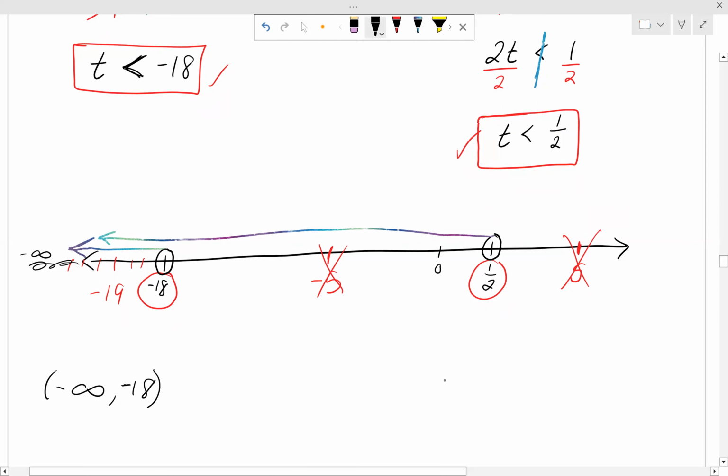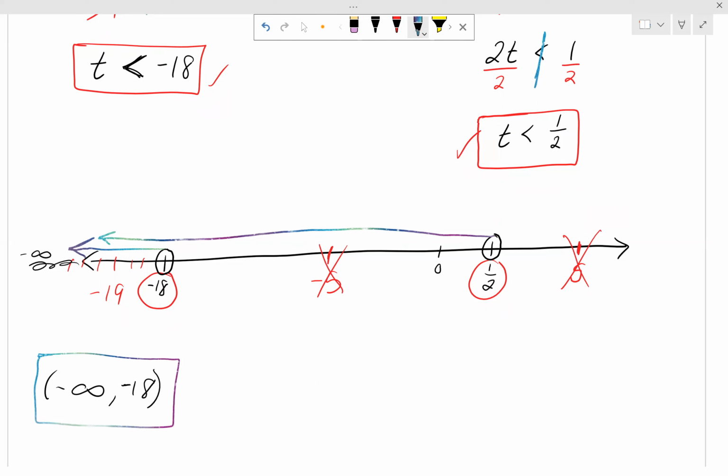All right. So then my answer in interval notation is negative infinity, comma, negative 18, parentheses, which means that I'm not going to include negative 18. If I were going to include negative 18, it would be negative 18 with a bracket. And we always have parentheses with infinity because we can't ever get to infinity.